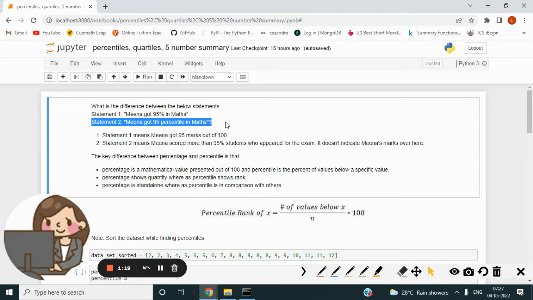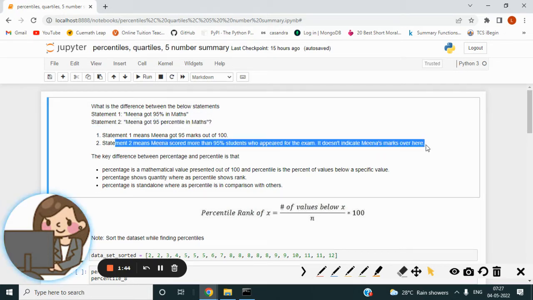Now what does statement 2 mean? Statement 2 means that Meena scored more than 95 percent of the students who appeared for the exam. It doesn't indicate Meena's marks over here. The first statement points to Meena's marks, but the second statement tells that Meena scored more than 95 percent of the students who appeared for the exam, and it doesn't indicate Meena's marks.